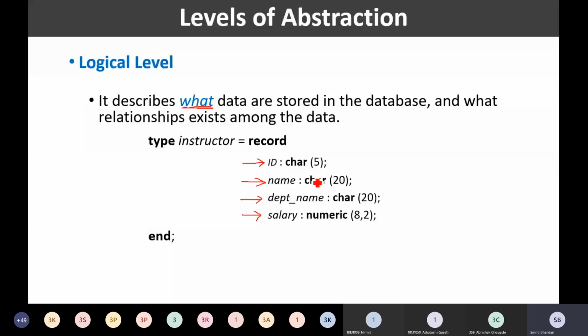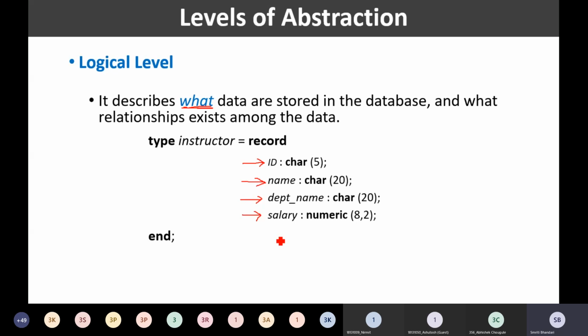But whatever is the underlying mechanism, whatever are the underlying data structures, those are not known to me at this logical level. So how character data is being stored actually in the database, how numeric data is actually being stored in the database, or how this entire record is being stored in the database, all those details are known at the physical level and not at the logical level.